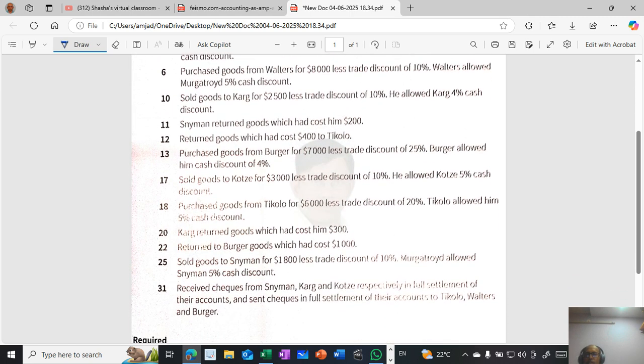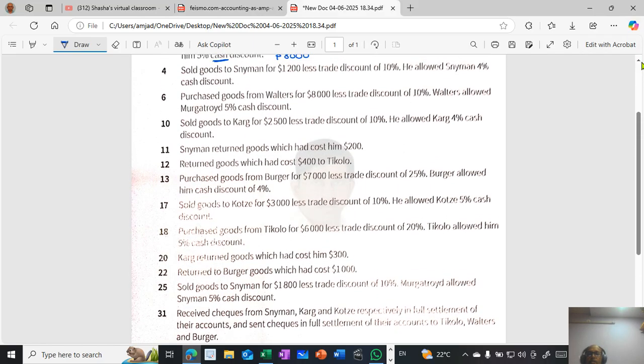Received checks from Simon, Karg and Kodze. So we have to record in the cash book for the amount received and for the amount we have paid. So now we have to record it. So how do we record it? The first entry. So we'll record entry wise.